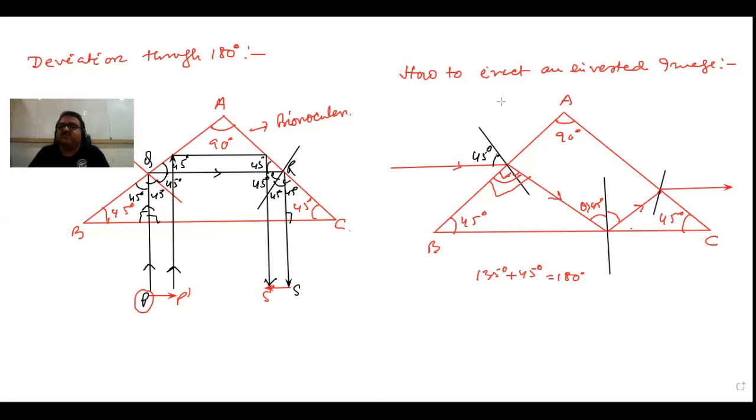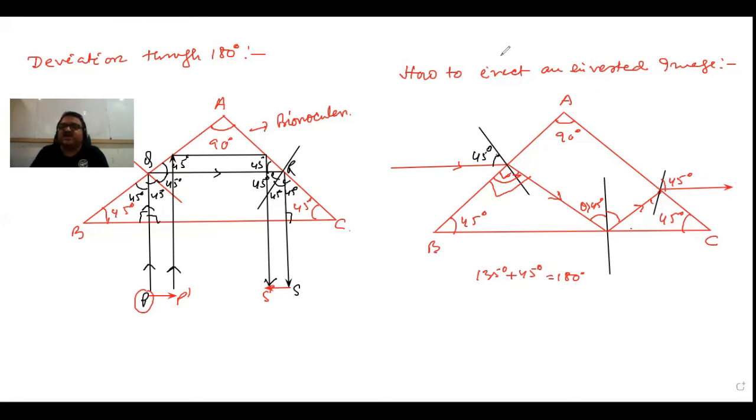Now, if I draw an identical diagram, look at this. This angle is what? It is parallel to this 45 degree. Because this angle and this angle are exactly equal, hence this is 45 degrees. So it is moving parallel to the base again.